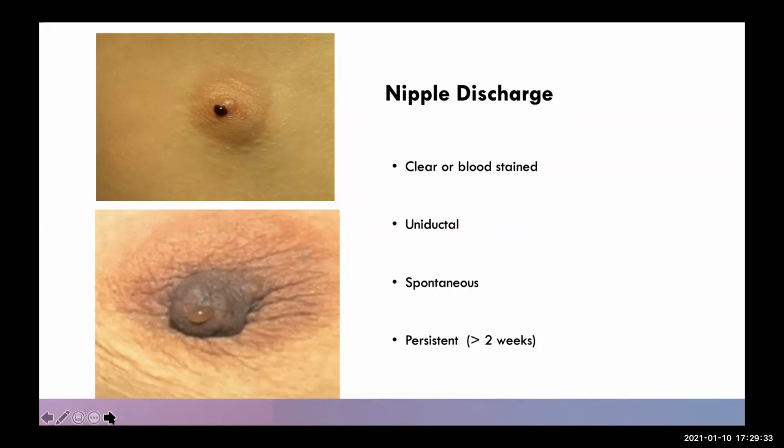So any nipple discharge which is clear or blood-stained, which is spontaneous and persists for more than 2 weeks, those are the patients that we would offer surgery despite having normal imaging.